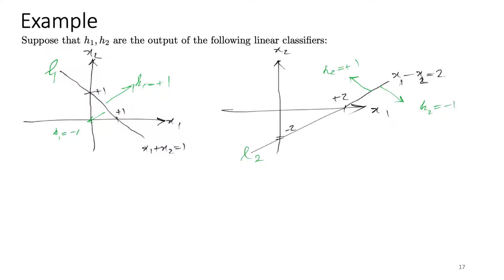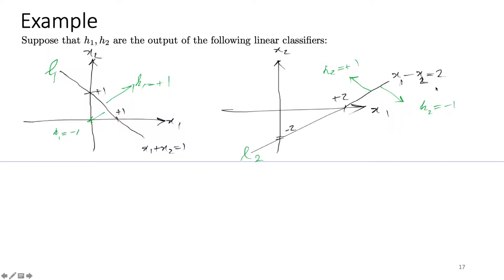Say we have a second perceptron, the second hypothesis, that does the classification this way. On the upper side, the pluses, on the lower side, the minuses. Where they cross X1 and X2 are +2 and -2. So virtually, the linear line is X1 minus X2 equal to 2.